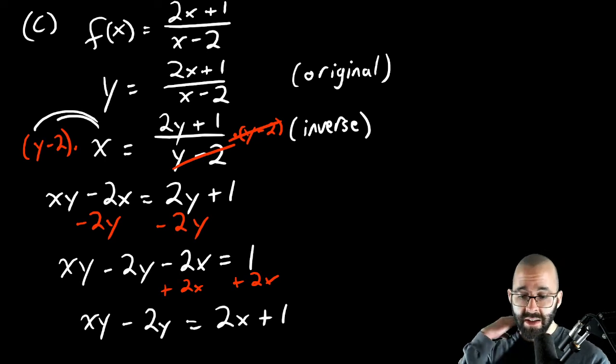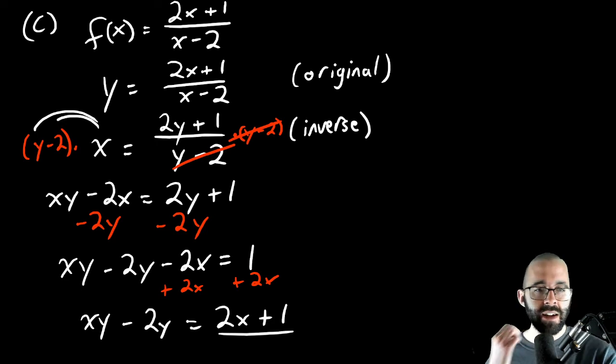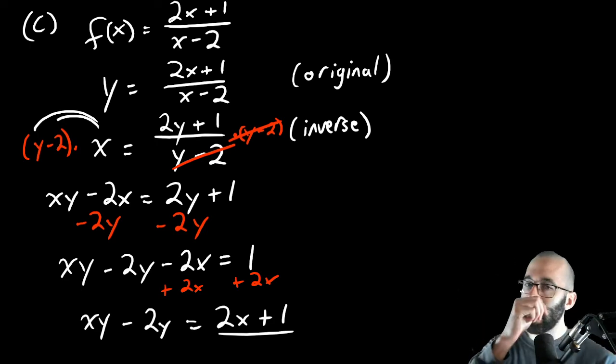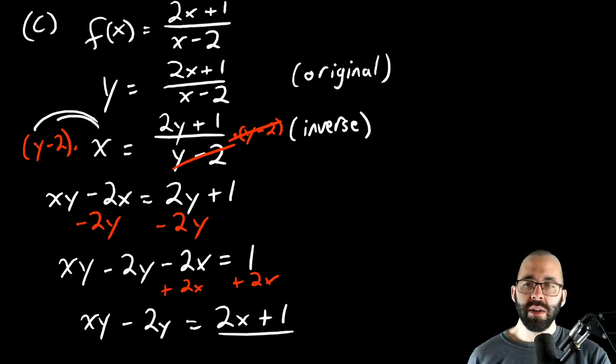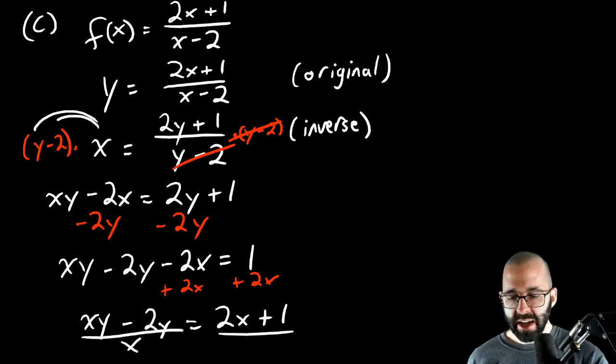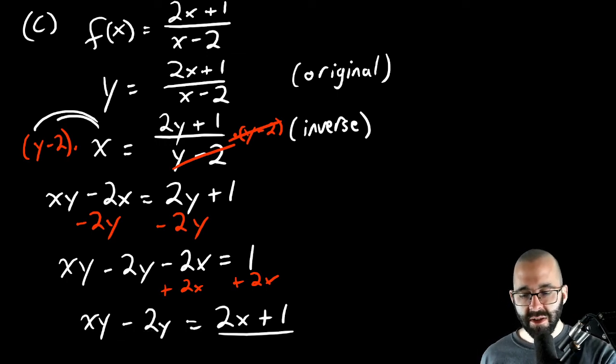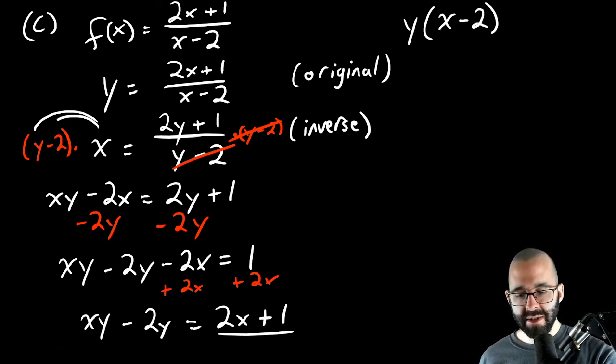Now we're close, right? Everything on the left-hand side has a y. Everything on the right-hand side doesn't have a y, and we're trying to solve for y. But we can't just divide both sides by x. If we divide both sides by x, that doesn't help us for this term. We can't just divide both sides by 2 because that doesn't help us with this term. So what we're going to do is factor. Let's factor the left-hand side. Factor out a y. What's left over? Just x minus 2.